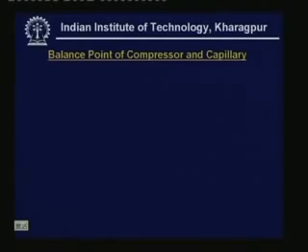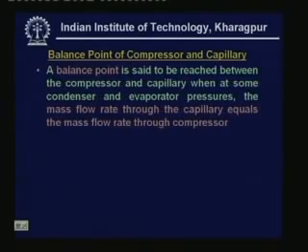So this is one of the limitations of capillary tubes. Now let us discuss an important concept called the balance point of compressor and capillary. A balance point is said to be reached between the compressor and capillary when, at some condenser and evaporator pressures, the mass flow rate through the capillary equals the mass flow rate through the compressor. In fact, when you say that the overall system is balanced, what you actually mean is that the flow rate through all the components is the same. For example, the flow rate through the evaporator is equal to the flow rate through the compressor, which in turn is equal to the flow rate through the condenser, which is finally equal to the flow rate through the capillary. Under this condition you say that the system is balanced.